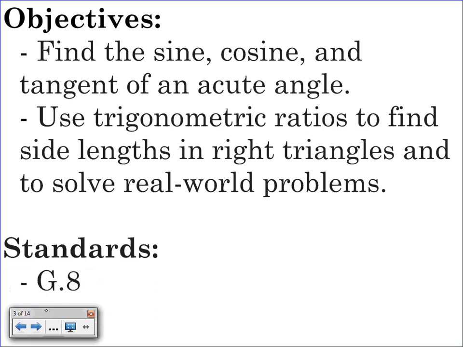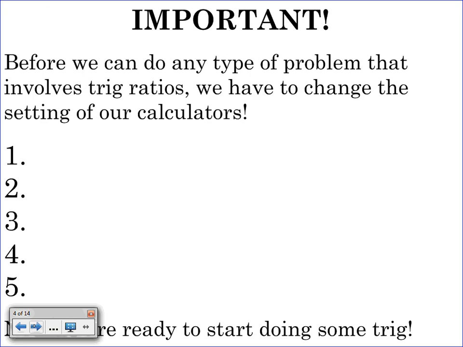So find the sine, cosine, and tangent of an acute angle, and use trigonometric ratios to find side lengths in right triangles and to solve real-world problems. And this is still standard G8. So, very important. And what I want you to do is copy the notes as I do them first. Then we'll do this on your calculators.